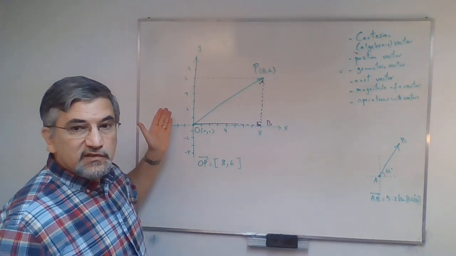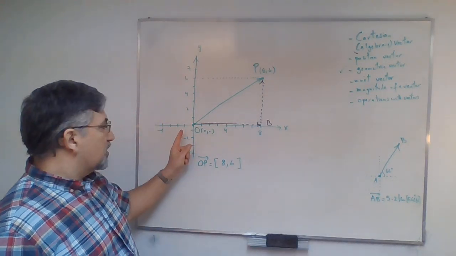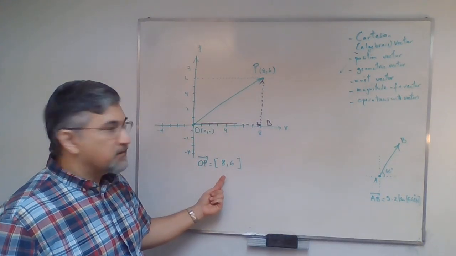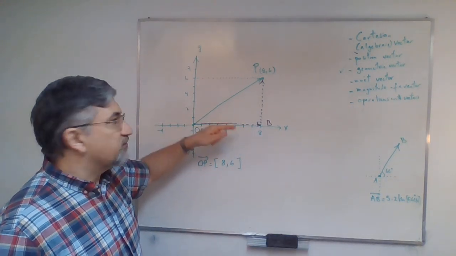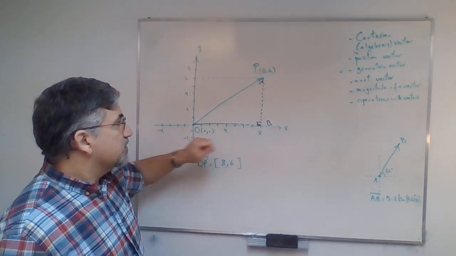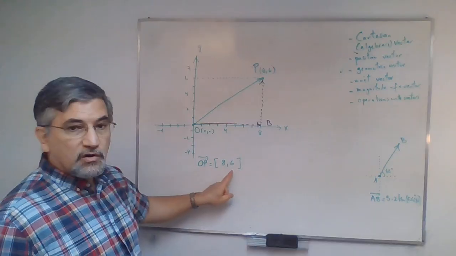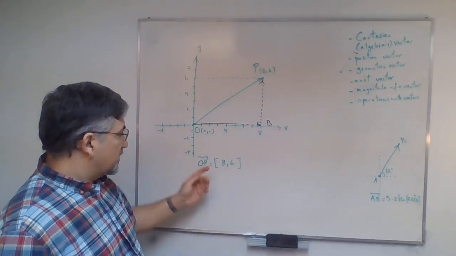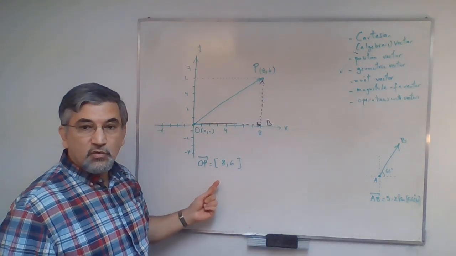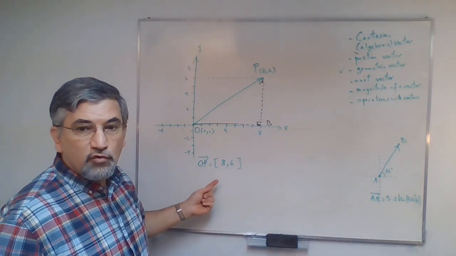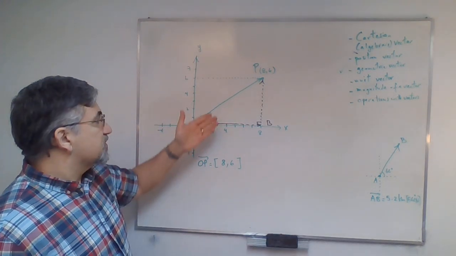What is the horizontal component of vector OP? Well, it's vector OB, whose magnitude is 8 units on the x-axis. What is the vertical component of vector OP? It is vector BP, actually, which is 6 units on the y-axis. So 8, 6 is the ordered pair that represents a Cartesian form or algebraic form of this vector OP.